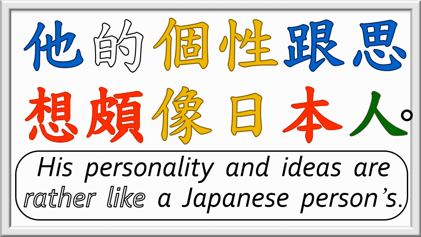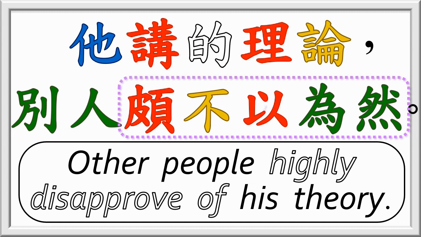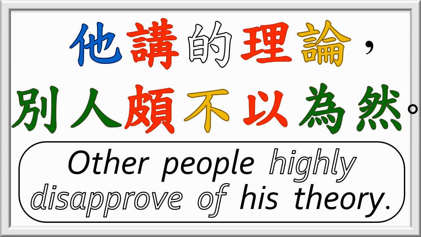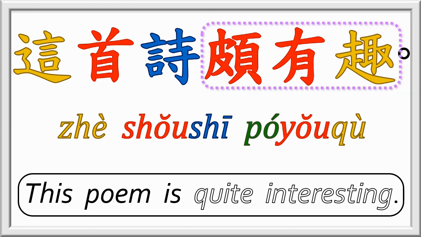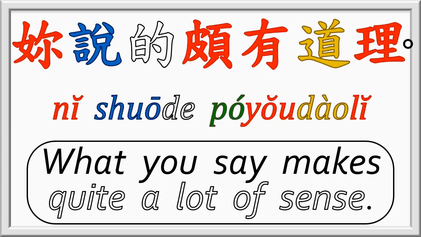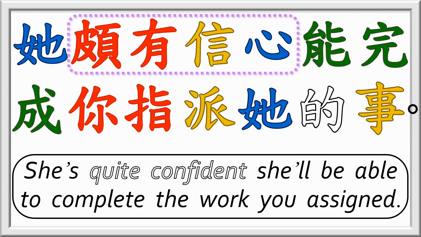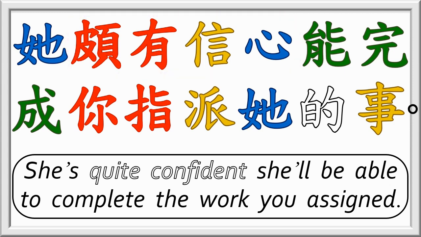他的个性跟思想颇像日本人。His personality and thought process are rather like a Japanese person's. 他讲的理论，别人颇不以为然。Other people highly disapprove of his theory. 颇 is often found in expressions with the verb to have, 有。这首诗颇有趣。This poem is quite interesting. 你说的颇有道理。What you say makes quite a lot of sense. 他颇有信心能完成你指派他的事。She's quite confident she'll be able to complete the work you assigned.